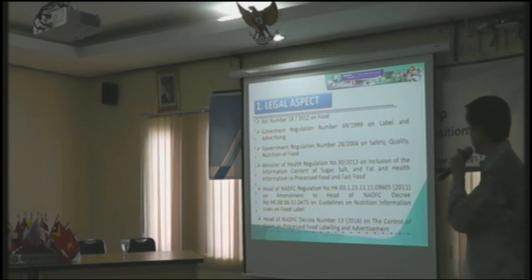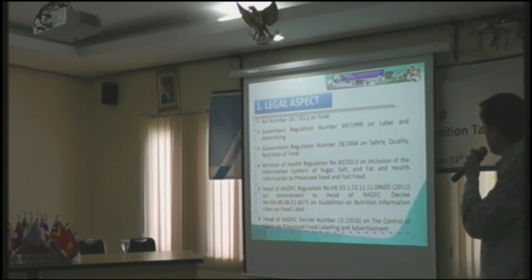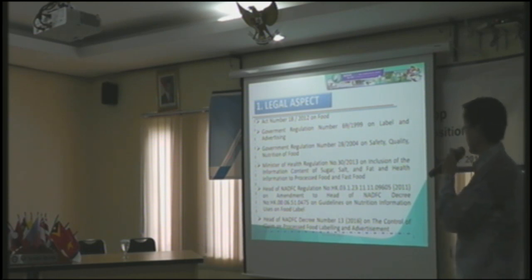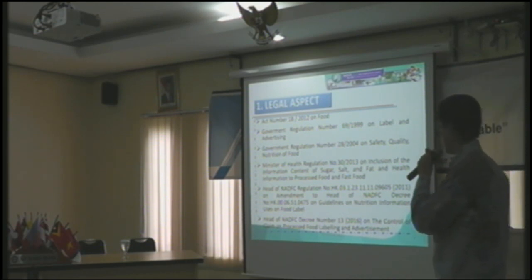Yeah, this is the new regulation, maybe 4 years ago. This is about the information on sugar, salt, and fat content, and also information for processed food. This must also be put on the label of processed food. And we also have the POM, the Kepala Badan POM regulation, about the guidelines for nutrition information used on food labels.